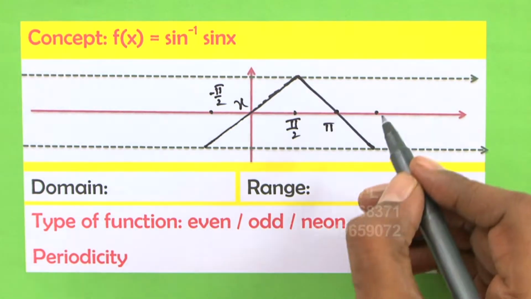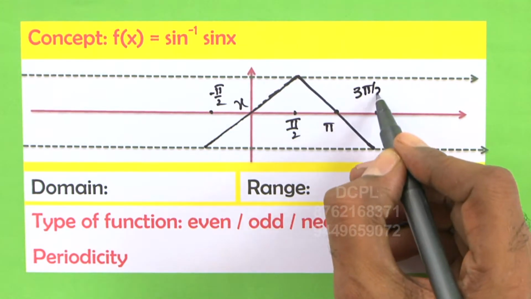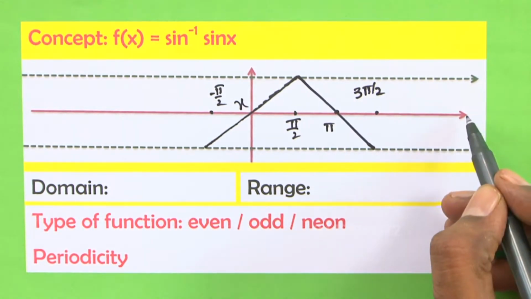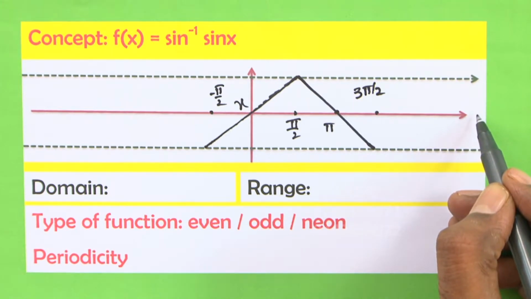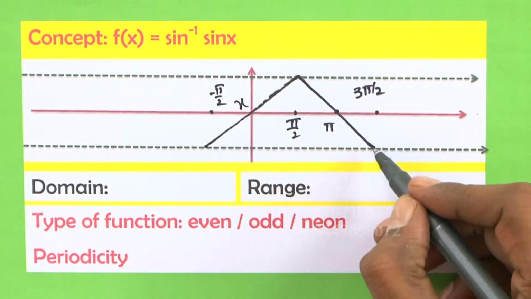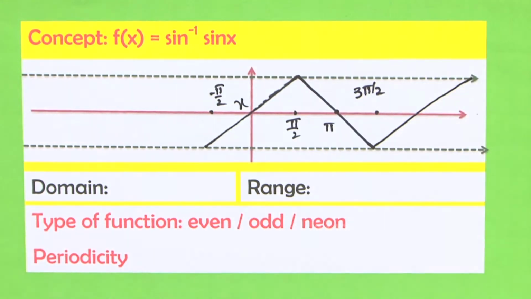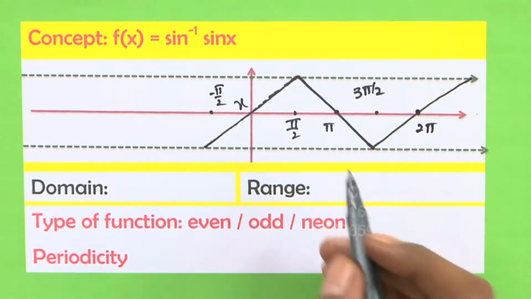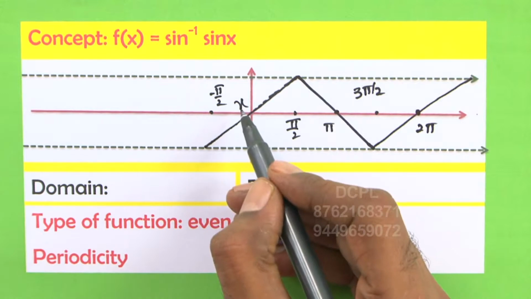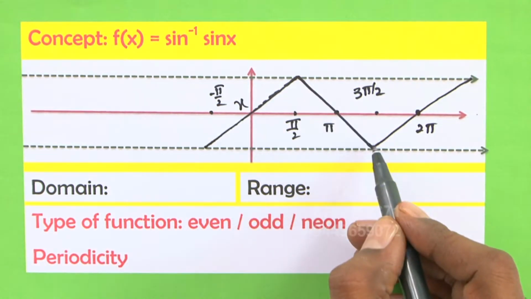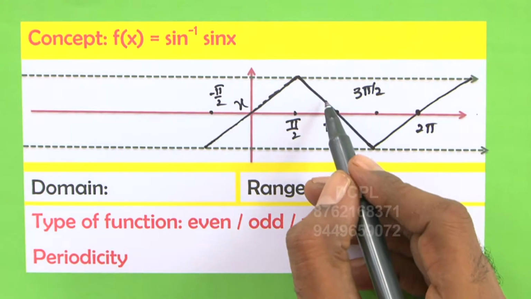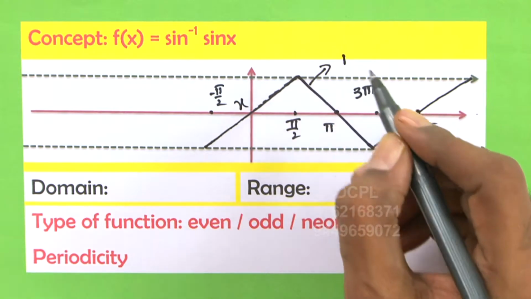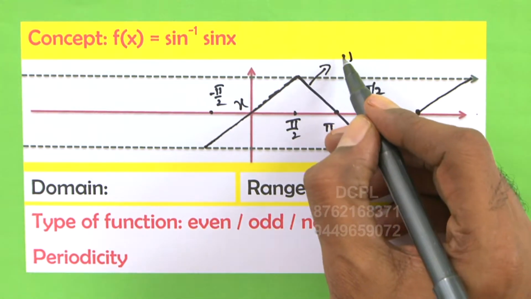This is pi. This is 3 pi by 2. From 3 pi by 2 up to 5 pi by 2, call this as 5 pi by 2. The graph is clearly like this, whereas this is 2 pi. Can you tell me what is this? If this is x, this must be of the form minus x plus something, because slope is minus 1. So, this is clearly pi minus x. Is that correct? Pi minus x.